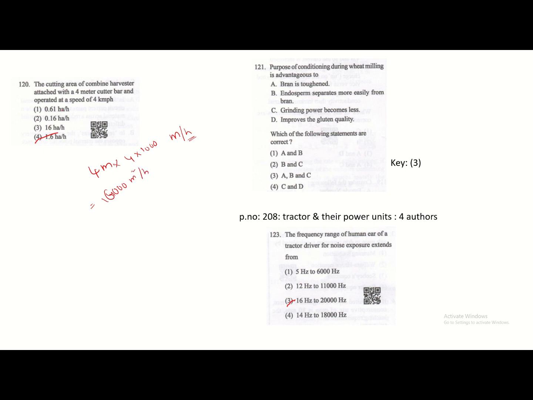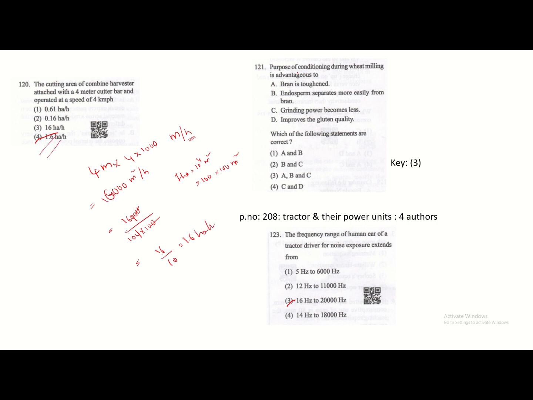So what is given? All units are in hectare, so we need to convert. 1 hectare equals 10 power 4 meter square, or we can write 100 into 100 meter square. Now simply substitute the 16,000 by 100 into 100. So the double zeros cancel, and that's 16 by 10. So what is that? 1.6 hectare per hour. So the answer is 4.